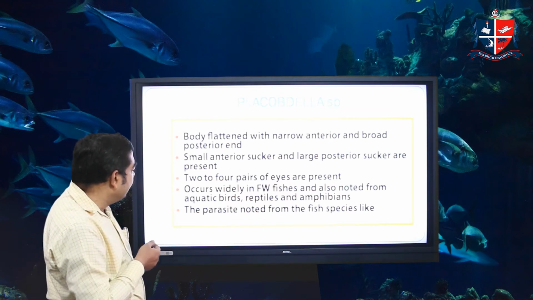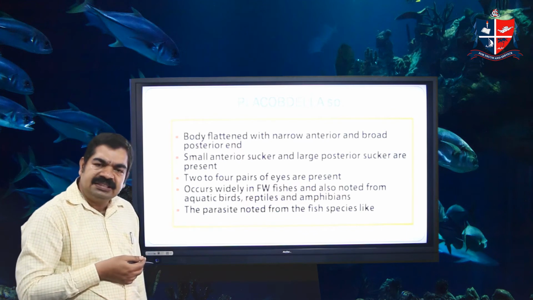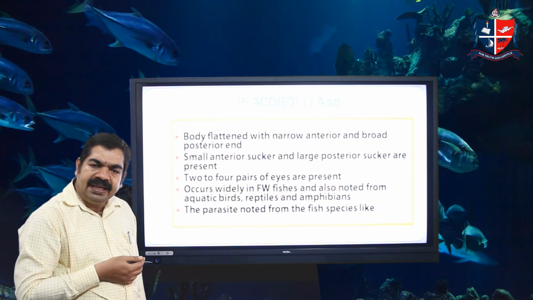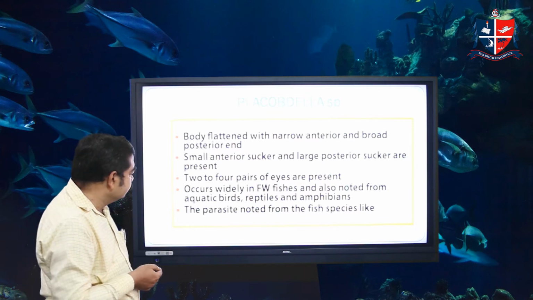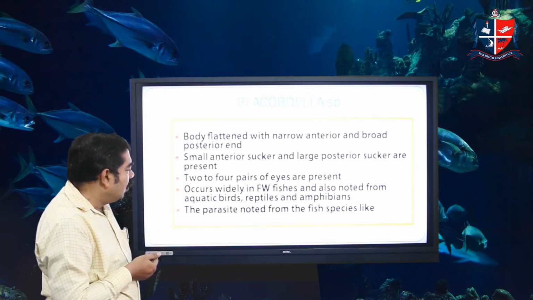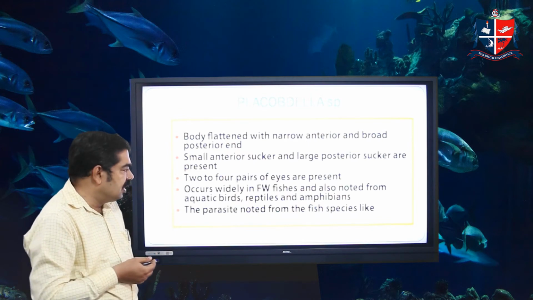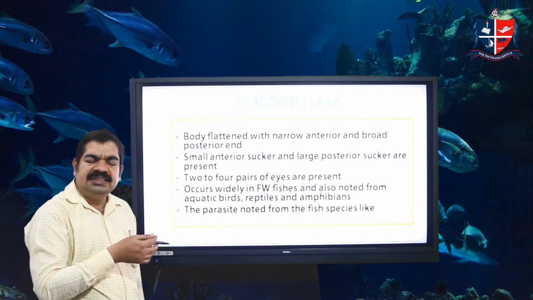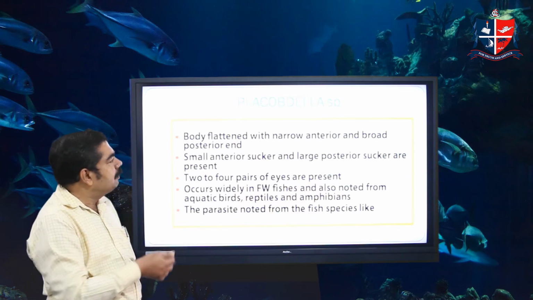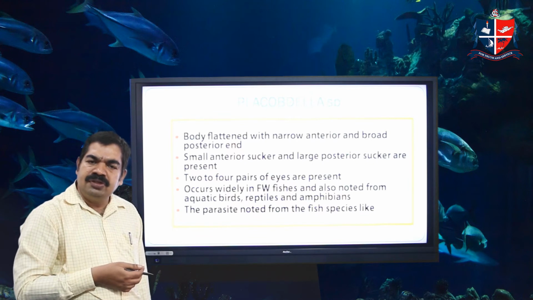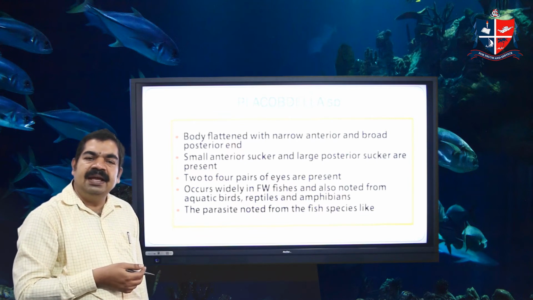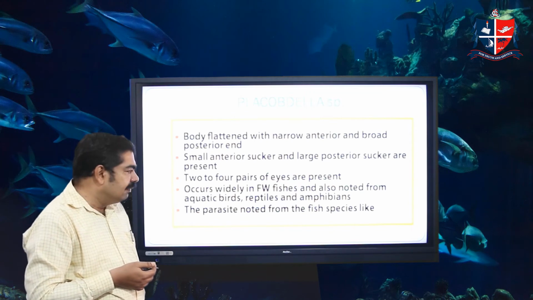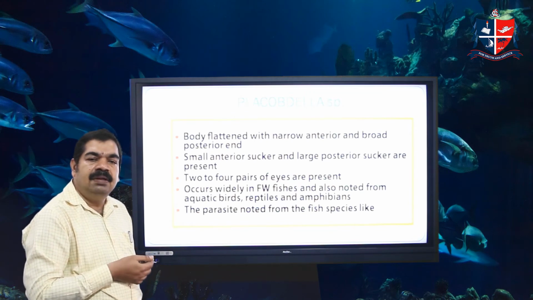Now the third point, 2 to 4 pairs of eyes are present. So with respect to the eyes, they will have 2 to 4 pairs depending on the species. The fourth point, it occurs widely in freshwater fishes and is also noted from aquatic birds, reptiles and mammals. So it has a vast distribution. This particular Placobdella species is not only found in fishes but is also present in reptiles, aquatic birds, and even in amphibians.